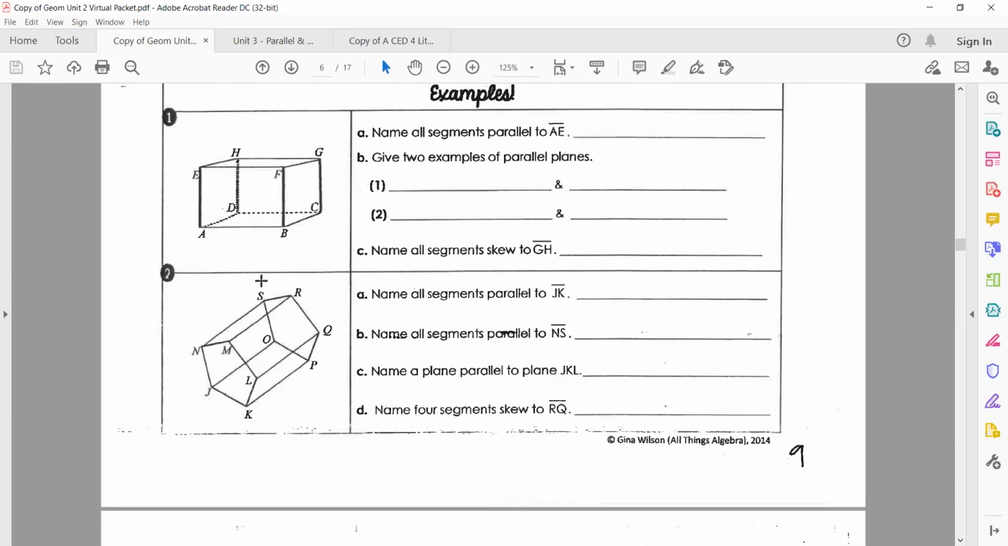So segments parallel to NS, where's that? Okay. You got this one here, MR and JO, right? Top plane here, NMSR, side plane, NJOS.